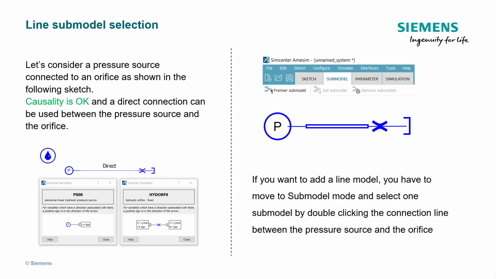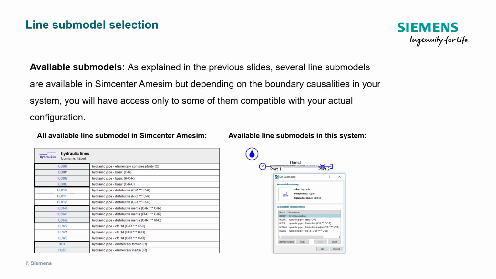In the previous slides, we introduced the submodels and causalities of pipelines. Now we will show you how to select a suitable submodel for a pipeline. Let's consider a pressure source connected to an orifice, as shown in the following sketch. Causality is okay, and a direct connection can be used between the pressure source and the orifice. If you want to add a line model, you can move to submodel mode and select one submodel by double-clicking the connection line between the pressure source and the orifice. As explained in the previous slides, several line submodels are available in SimCenter MSim, but depending on the boundary causalities in your system, you will have access only to some of them compatible with your actual configuration.